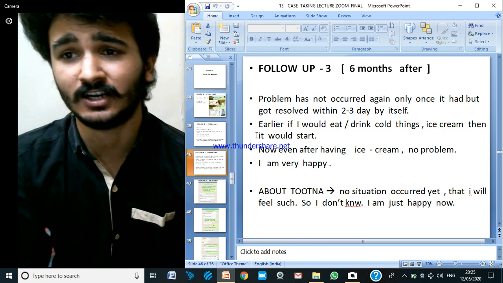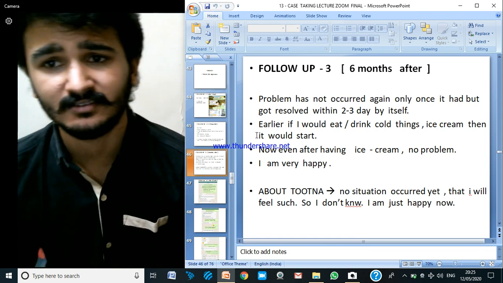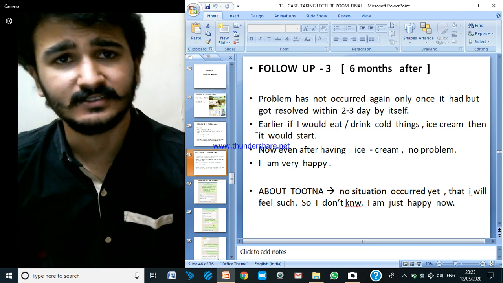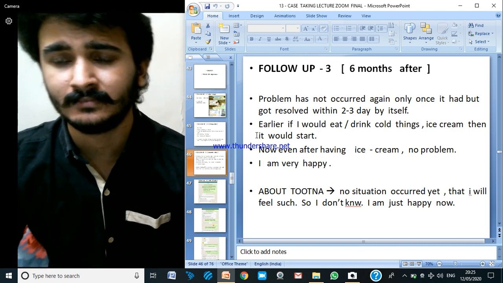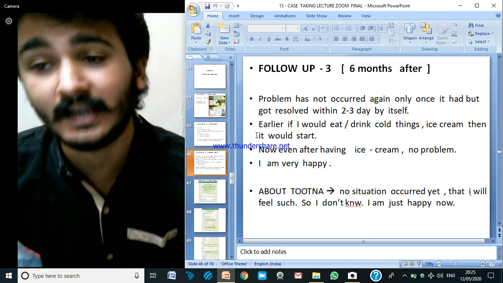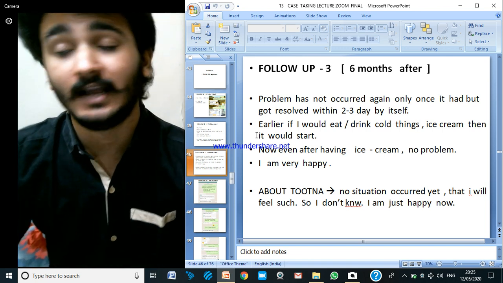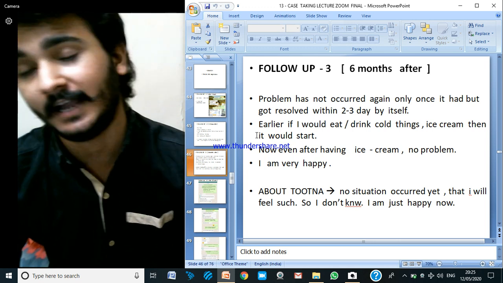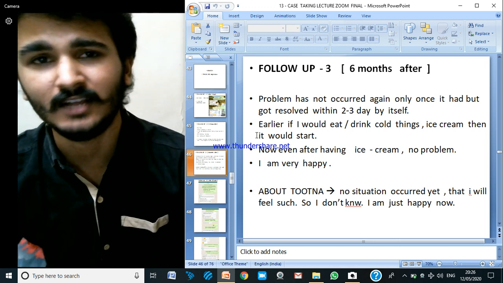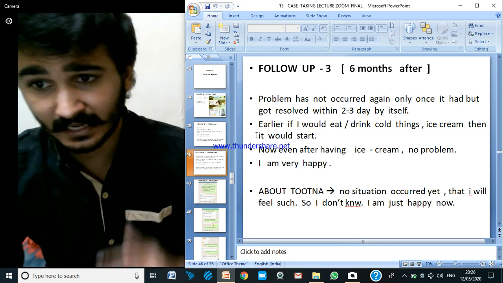After 6 months, third follow-up, it has not occurred again. The one time it had occurred previously, it got solved within 2 to 3 days. No remedy was given. Now, even after having ice cream, I have no problem. Earlier, when I had ice cream, I would get problems with cold drinks and cold food. Now I don't have any problem. I can eat it. About tonsillitis, no situation has occurred yet that I will feel such.